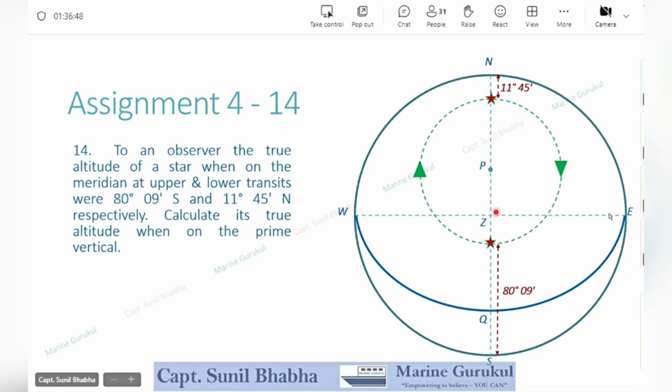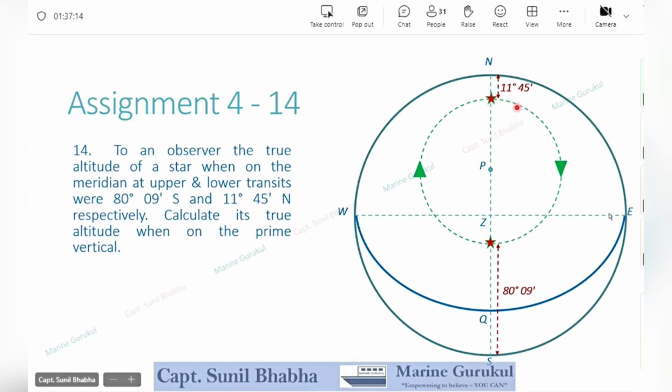The line NZS is called the principal vertical circle. Not required in this question right now, but just for your information, NZS is the principal vertical circle. WZE is the prime vertical circle. So we now need to know the altitude of the star when it is on the prime vertical.